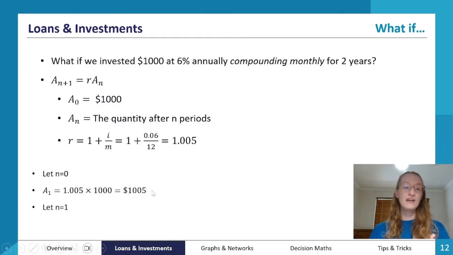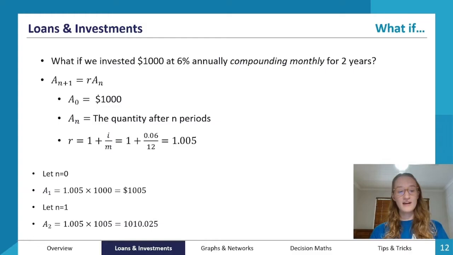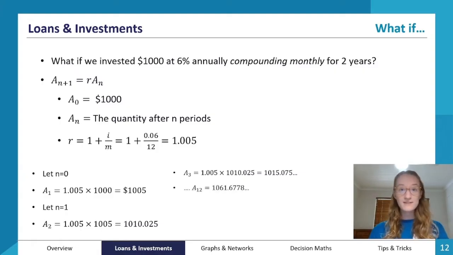And then if we say let n equal 2, then it'll be A, 1 plus 1. So A2, the amount after 2 months, will be equal to $1,005 multiplied by 1.005, and that will give us $1,010.025. So you can see that our amount is starting to grow bit by bit. And then the amount after 3 months will be about $1,015. The amount after 12 months, so the amount after 1 year, will be $1,061 and about 68 cents.